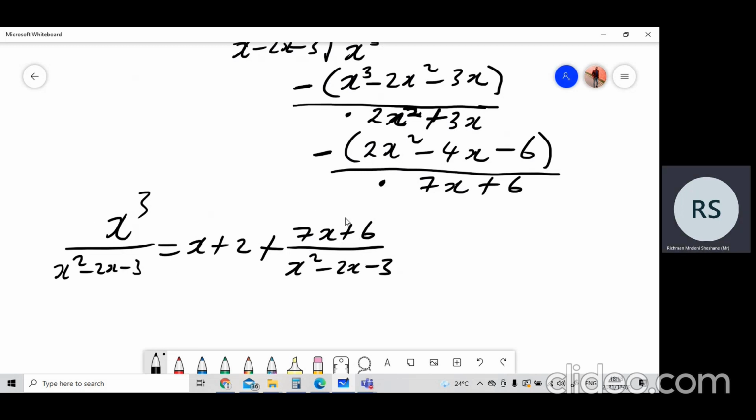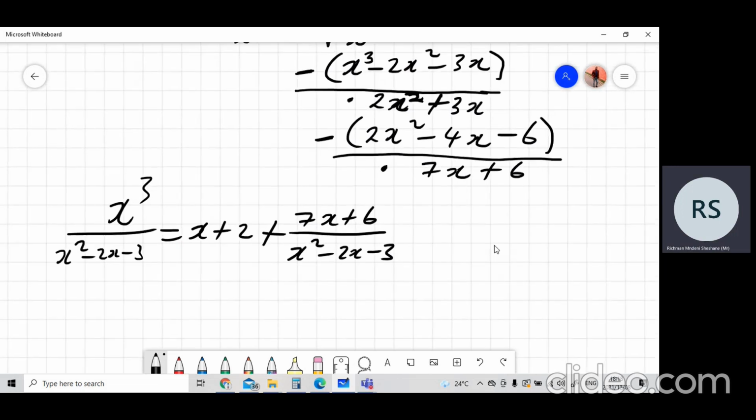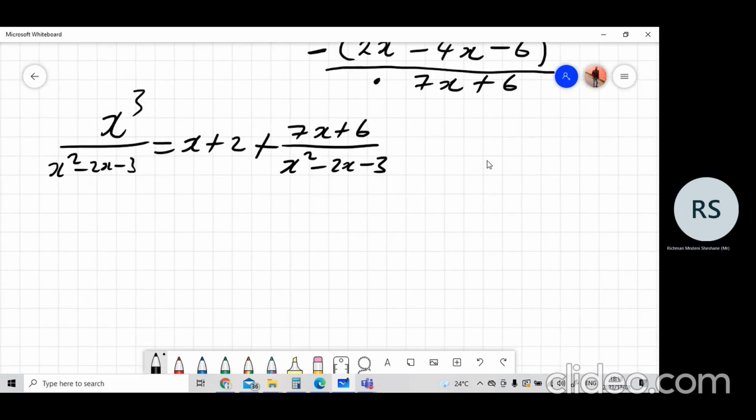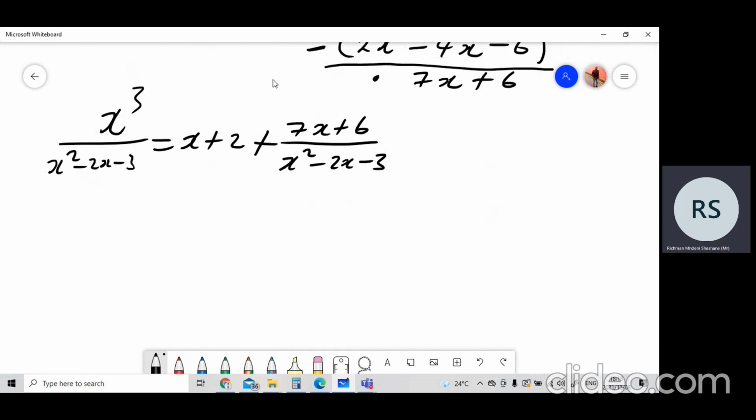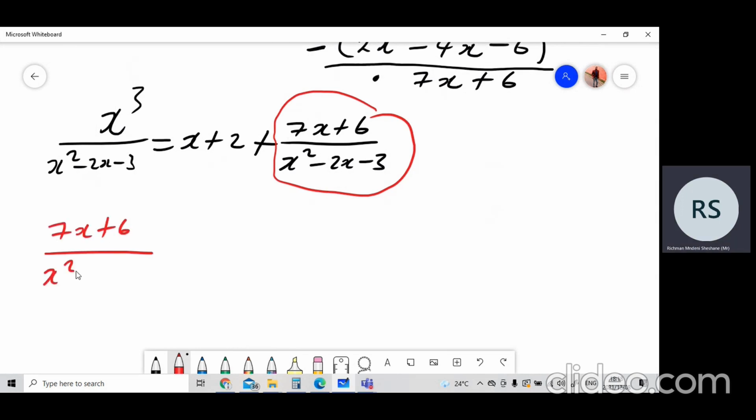But now let's borrow this term and put it into partial fractions, because we want everything completely in partial fractions. Let's take this term now, this time. This is the term 7x plus 6 over x squared minus 2x minus 3. Let's put it into partial fractions.